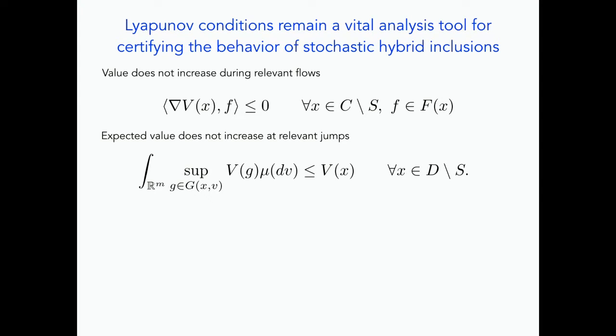So one point then that I'd like to make is that Lyapunov conditions remain a vital analysis tool for certifying the behavior of stochastic hybrid inclusions. One of the things that we were involved in early on for non-stochastic hybrid systems was showing that the Lyapunov function is actually a necessary condition for asymptotic stability in these systems. So I think maybe early on, the feeling was that these systems maybe were just too complicated to admit Lyapunov functions. But that turned out not to be the case, though finding them is still a challenge.